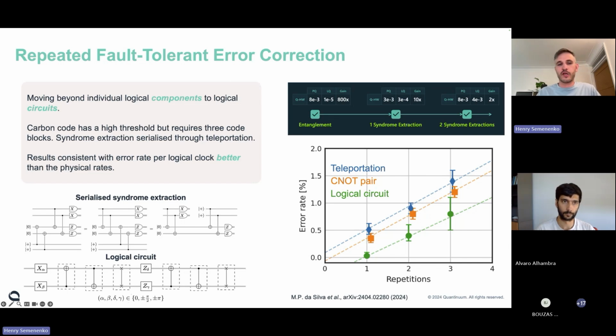per logical clock, so per logical circuit and syndrome extraction, is below the physical error rate. And the scaling of this, the trend of this, maintains the error rate below the physical level that we measure as well. And so this is an important result, certainly for error correction, as we move towards doing repeated error correction, that we can show that the errors in our system don't blow up, they don't get exponentially bigger after you do a couple of repetitions of these circuits.